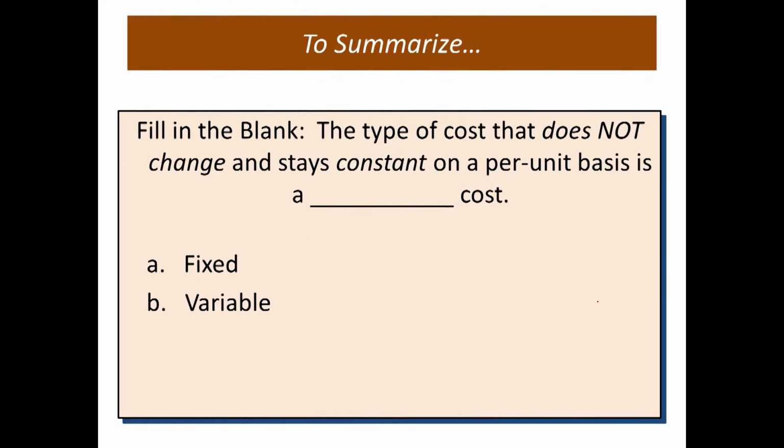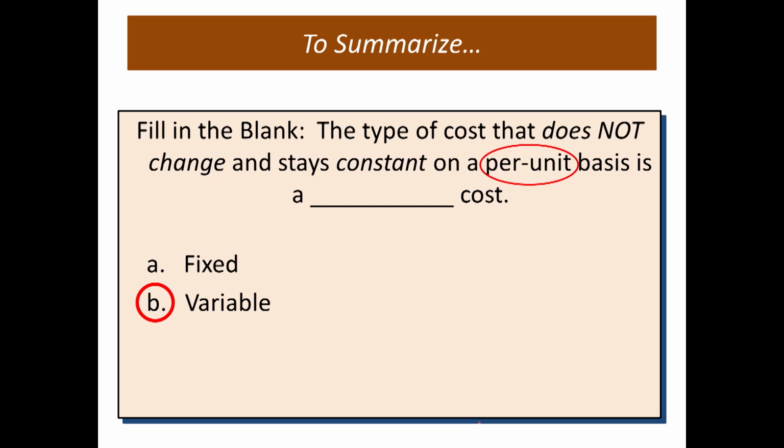All right, I want you to answer the following in your brain. I don't want you to shout out the answer, okay? Don't be a shouter-atter. Figure this out in your brain, and we'll go over it. We'll talk about the answer in a second. Fill in the blank. The type of cost that does not change and stays constant on a per unit basis is a what cost? What is the answer? You can say it now.